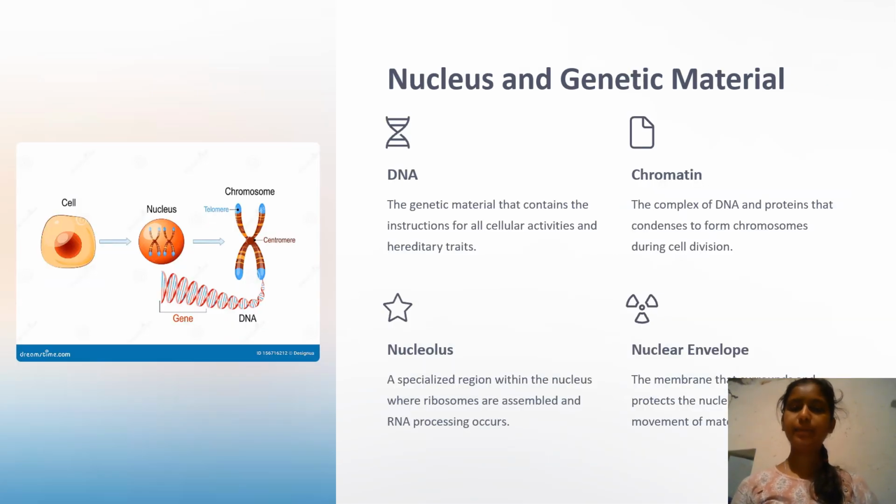Nucleus as genetic material, it includes DNA. It contains the instructions for all cellular activities and hereditary traits. The next is chromatin, the complex of DNA and proteins that condenses to form chromosomes during cell division. Next is the nucleolus, a specialized region within the nucleus where ribosomes are assembled and RNA processing occurs. Nuclear envelope, the membrane that protects the nucleus and helps the movement of materials into and out of the nucleus.